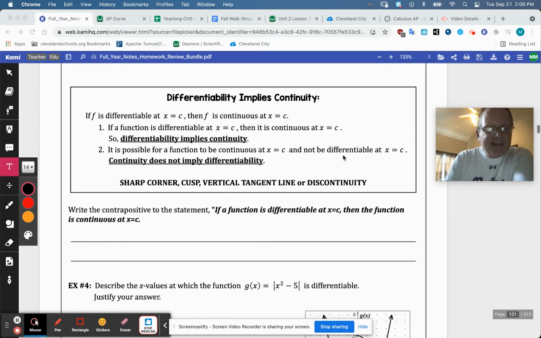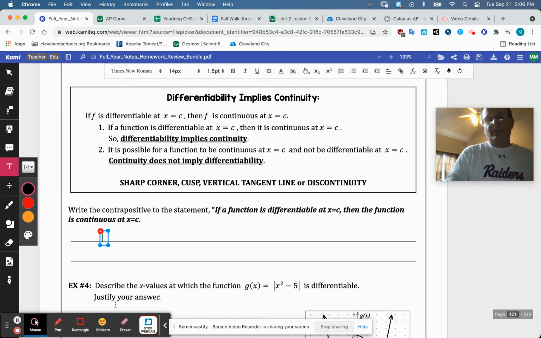Okay, now, the next thing is it wants you to write the contrapositive. Now, you may not remember from geometry, that would have been your freshman year, but the converse of a statement, you switch the if and the then. All right. The inverse of a statement is you negate the if and the then. The contrapositive is you do both of those.